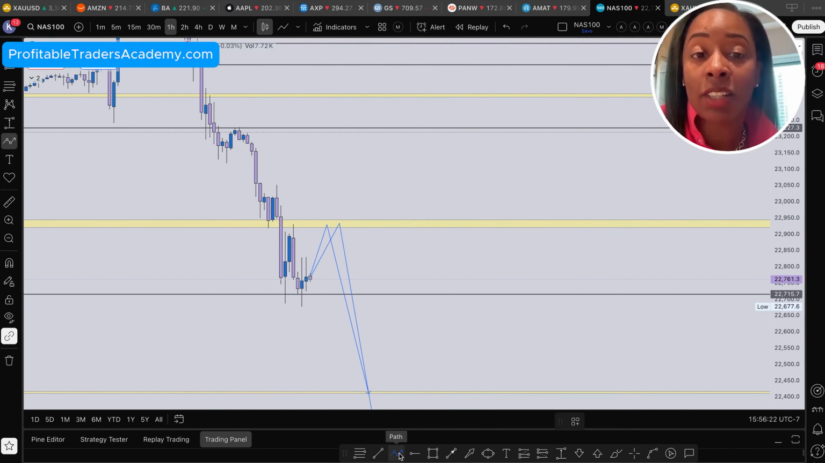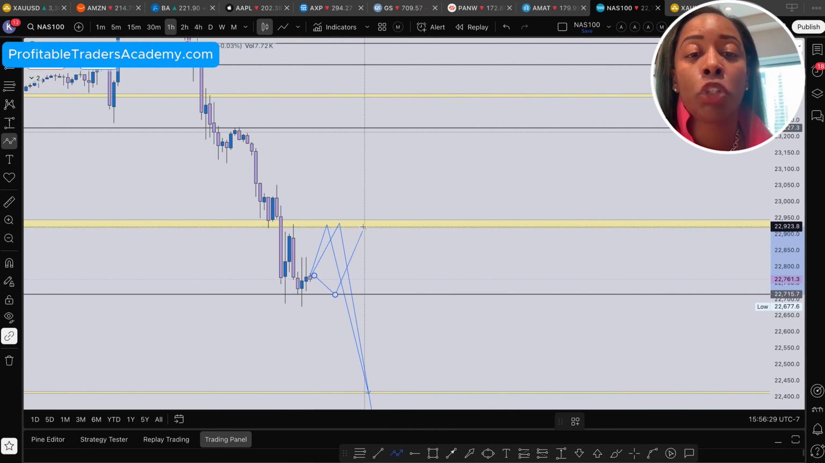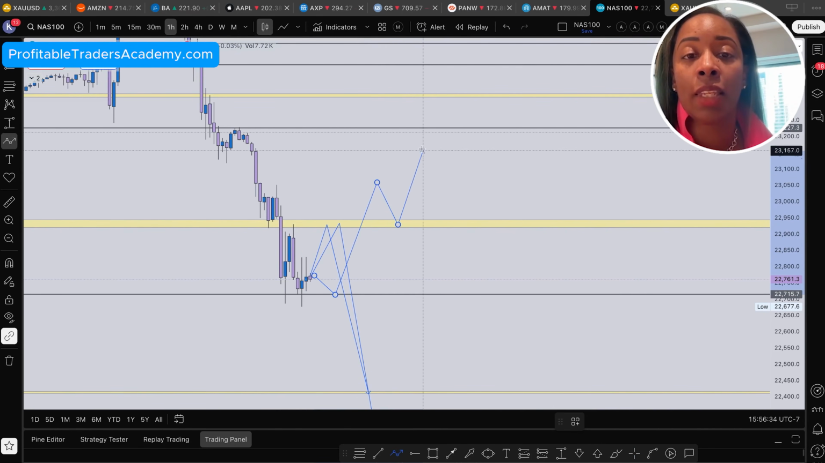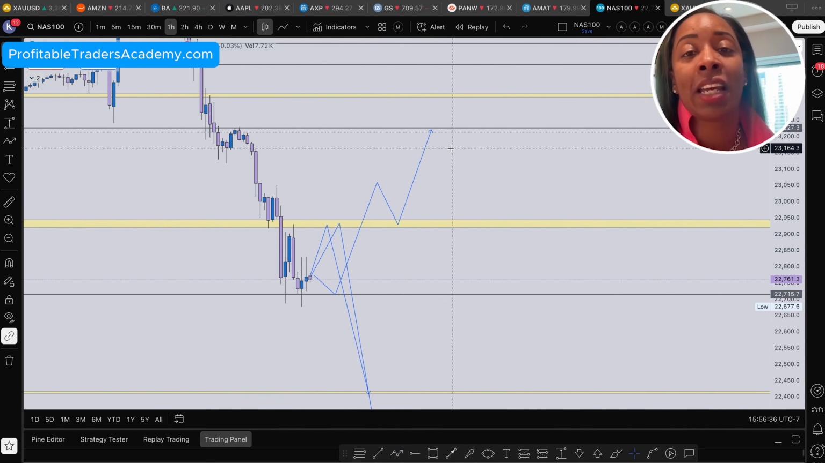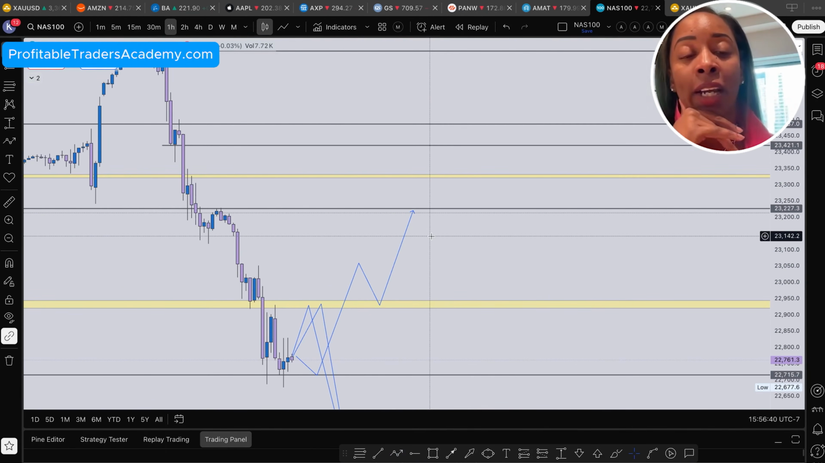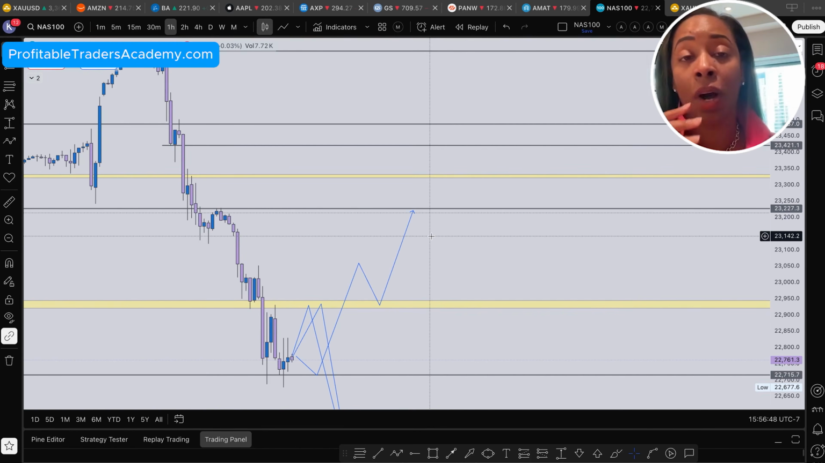Okay, so my other idea for this market is for price to potentially respect this level and then push up beyond this resistance, forming some sort of support, and then continuing to push up and making bullish market structure. And I'm saying that because just looking at the way that the market is, there is mostly a bearish trend inside of this market at the moment. So obviously that can continue, but also the opposite is true. Price can potentially go up as well.